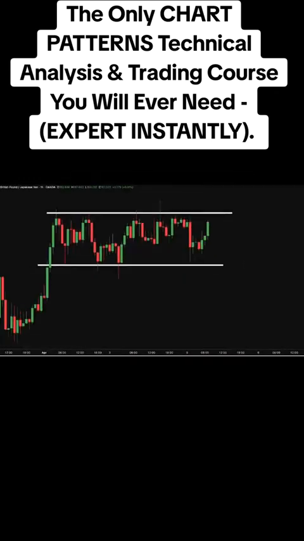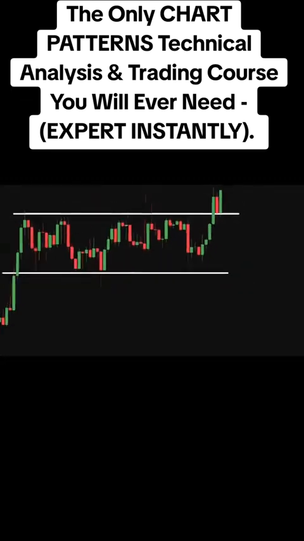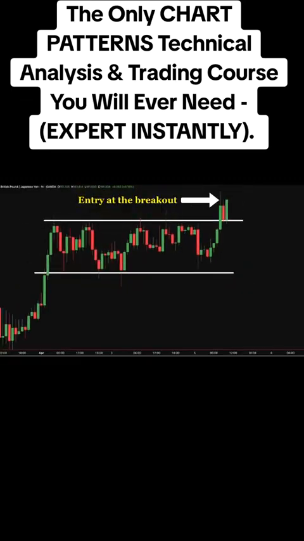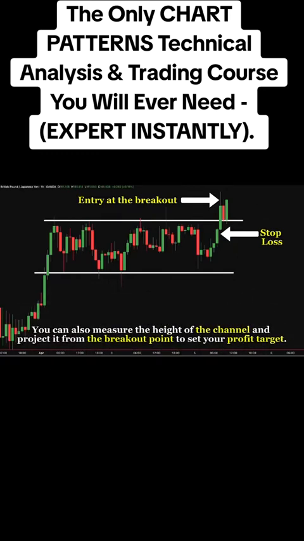Once you've identified a channel, there are two main ways to trade it. Range trading. Buy near support and sell near resistance while price stays inside the channel. Place your stop loss just outside the boundary to avoid false breakouts. Breakout trading. Wait for a confirmed break outside the channel and enter in the direction of the breakout. For risk control, place your stop 10 pips beyond the breakout candle to avoid market noise while protecting your capital. You can also measure the height of the channel and project it from the breakout point to set your profit target.